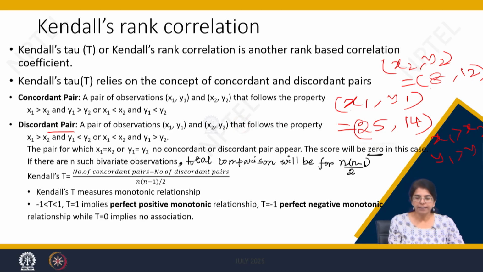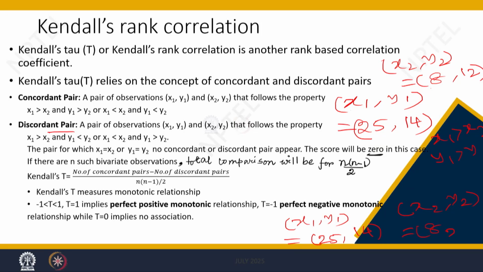Now, think about another example. x1, y1 is, say, 25, 14, but x2 and y2 are 8 and, let's say, y2 is 2. So you can see x1 is bigger than x2, 25 is bigger than 8, and y1 is 14, and 14 is bigger than 2. That means this is another concordant pair.